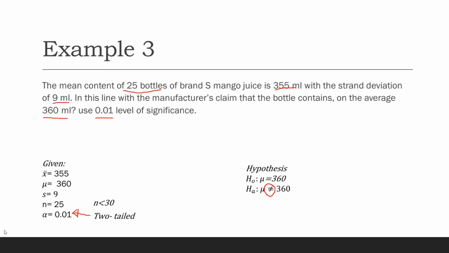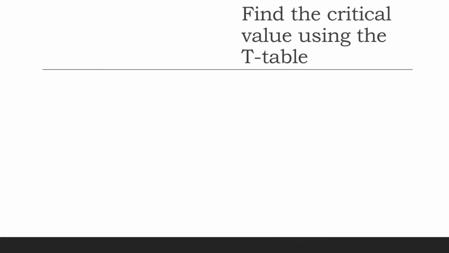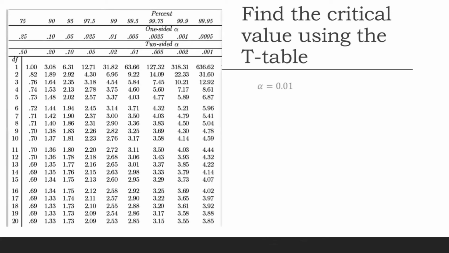So next natin is to find the critical value using the t-table. So yung ating alpha is 0.01 which is two-tailed. So yung two-tailed natin ay eto po. So yung two-sided alpha. And then 0.01 eto po. So kung makikita nyo yung difference ng one side or one-tailed and two-tailed, magkaiba po siya. So that's why we need to identify if the alpha is one-tailed or two-tailed.